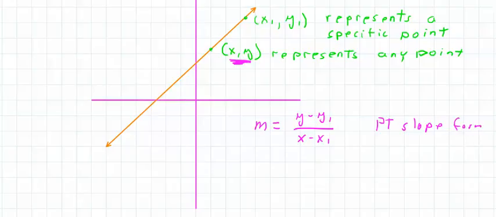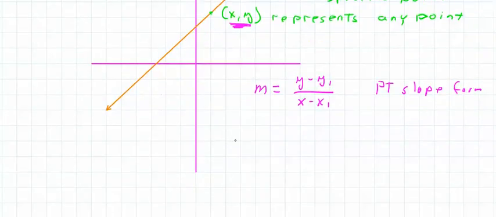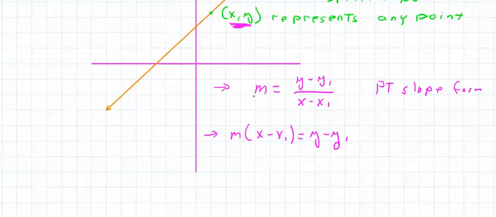Now, you will never see it this way. Almost every book that I've ever seen writes it as m times x minus x1 equals y minus y1. This is the exact same equation, it's just in a different form. You are free to use either form. Obviously, this form is the one that most people use. I prefer this form. Does not matter. You're free to use any one.